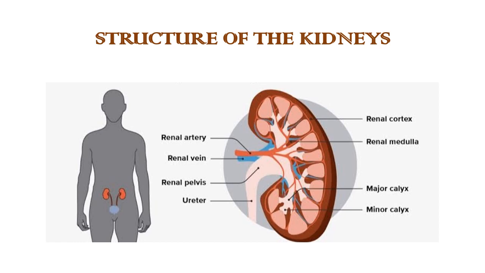It leads to the pyramid-like structures, which are called the renal pyramids. So here, above the ureter, we can see the renal pelvis. The renal pelvis is a funnel-shaped structure. It leads to the hilum. Okay, the hilum is the ending of the pelvis. So we can see here the major calyx and minor calyx. The major calyx and minor calyx lead to the renal pyramids, and in the renal pyramids we can see the renal papillae.